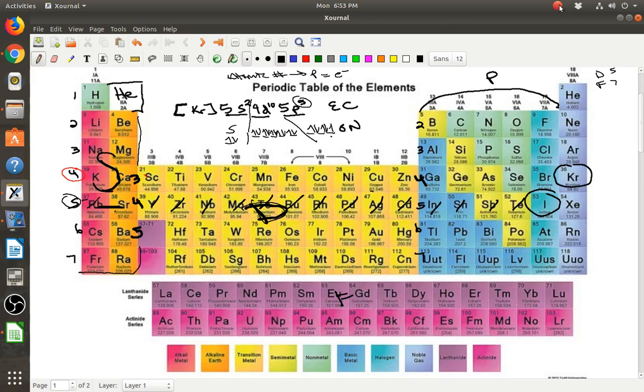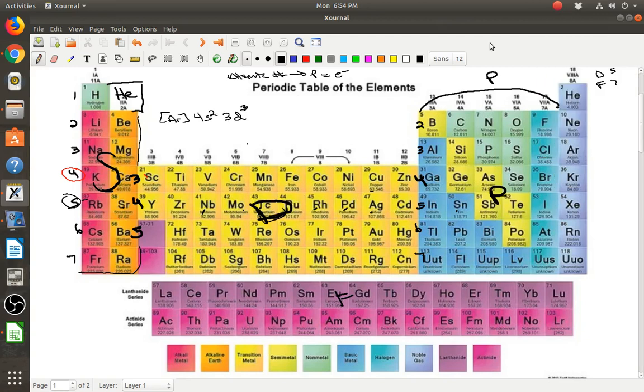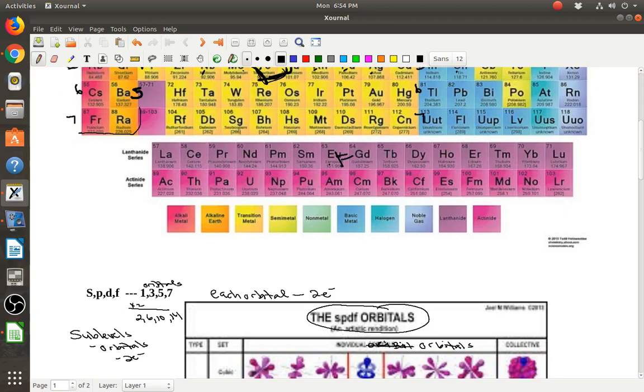Okay, we're going to try one more. I'd like you to look at this one. Here is the orbital notation, electron configuration. I want you to figure out which element has this electron configuration and enter it into the computer. All right, after you've answered that question, we're going to go on to more review.